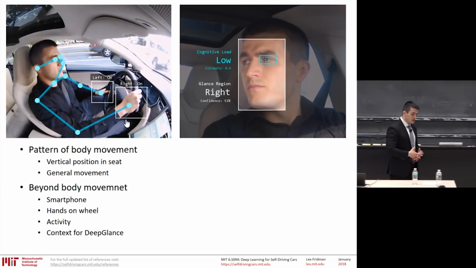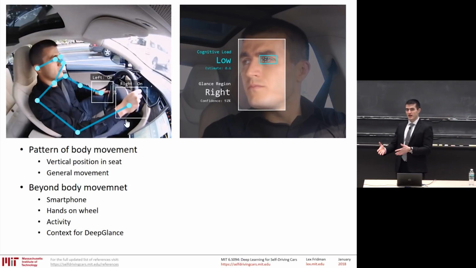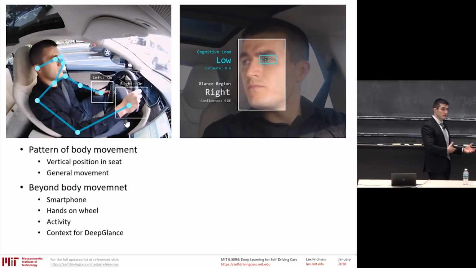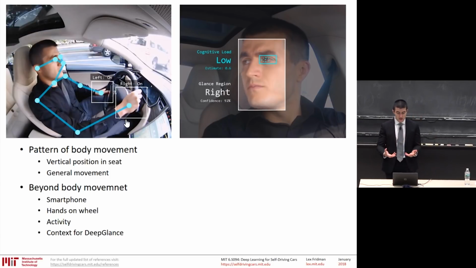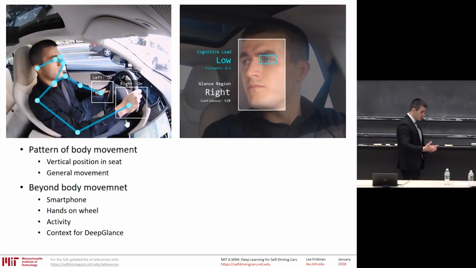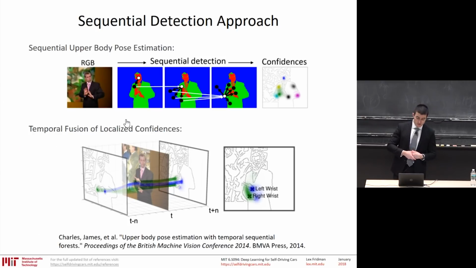With greater and greater degrees of automation comes more capability and flexibility for the driver to get misaligned from the standard, quote-unquote, dummy position. And so body pose, or at least upper body pose estimation, allows you to determine how often these drivers get out of line from the standard position, general movement. And then you can look at hands on wheel, smartphone detection, activity, and help add context to glance estimation, which we'll talk about.